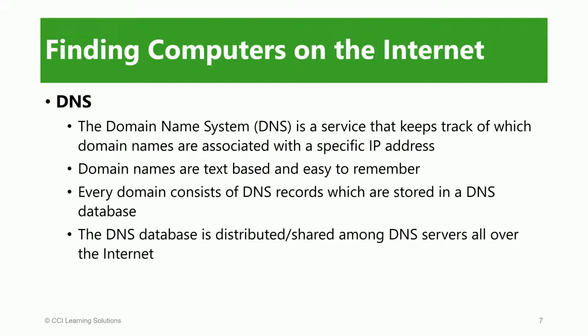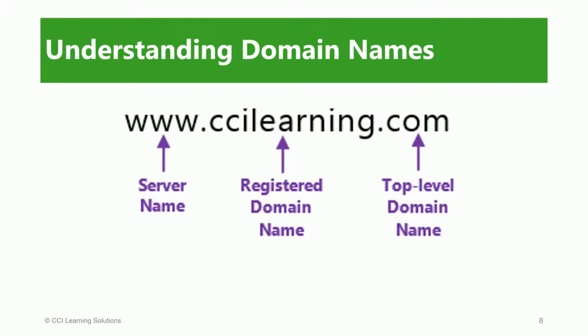DNS, the domain name system, is a service that keeps track of which domain names are associated with a specific IP address. Domain names are text-based and easy to remember. Every domain consists of DNS records, which are stored in a DNS database. The DNS database is distributed or shared among DNS servers all over the Internet.